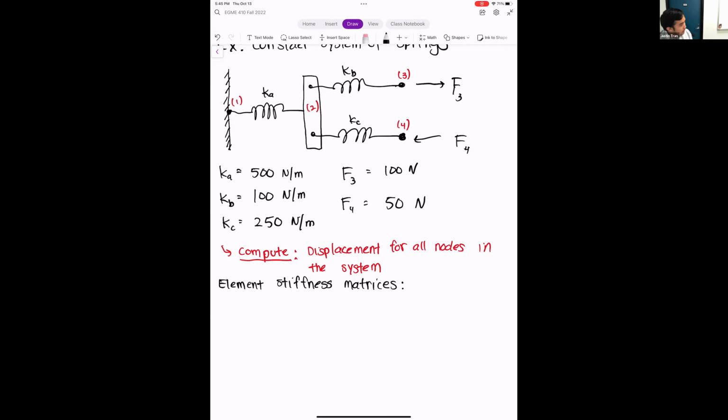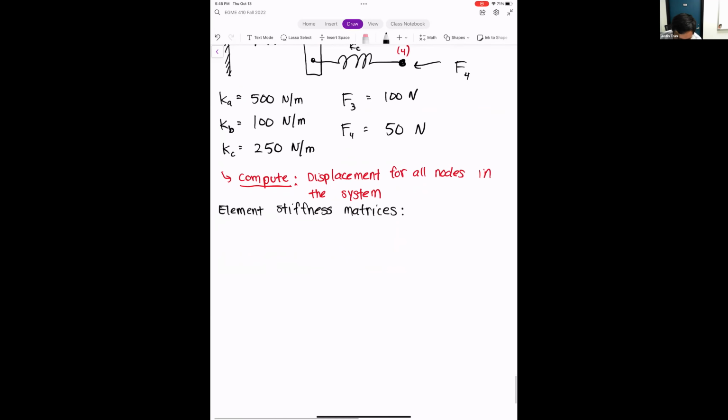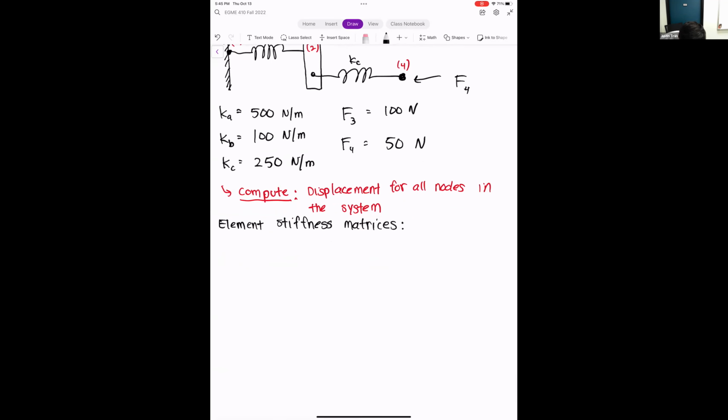We have three elements here, because we have three springs. We're going to start with element A. Remember, the element stiffness matrix for a spring is that we simply take its spring constant, Ka, and arrange it like the following: Ka, minus Ka, minus Ka, and Ka. We're going to go ahead and fill in the values for that in a second.